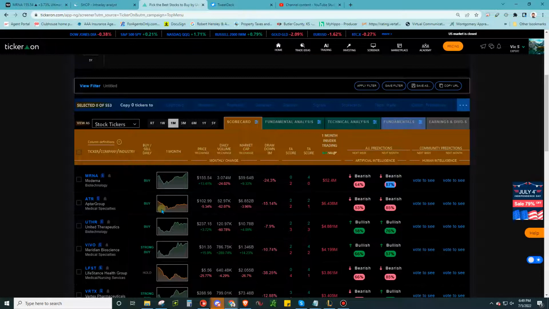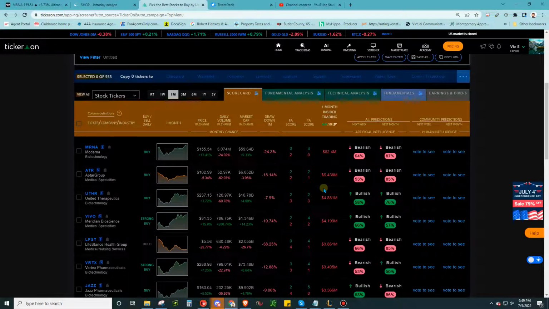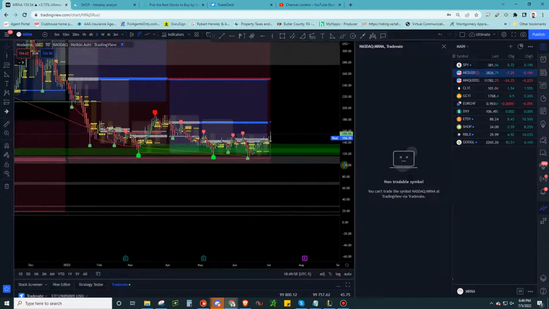The only issue is you got a buy here sitting, Tickeron's proprietary buy or sell signal, but that can switch in a heartbeat. So this is an interesting play. I know a lot of folks are getting bullish here on mRNA.